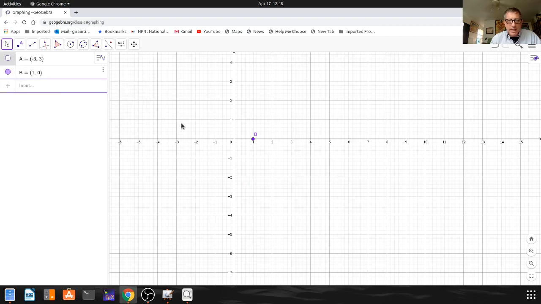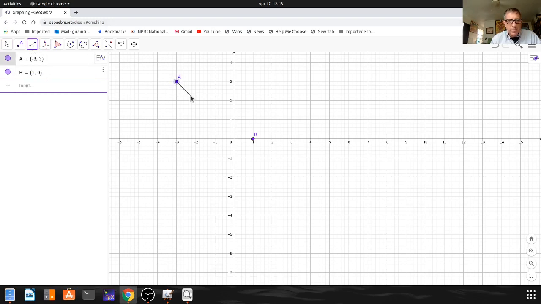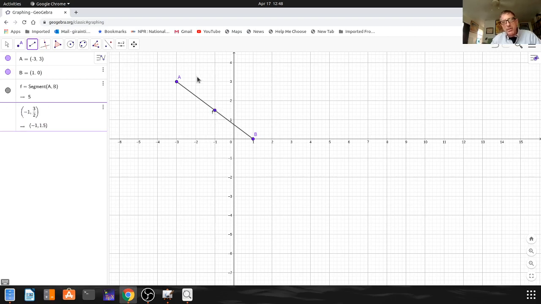And turn on my A. So there are my two points. So I'm going to draw a line segment between them. Now I want to know the midpoint. We suspect it to be right around in here. So let's see. We computed it to be minus 1, 3/2. And right there it is, pretty much where we thought it was going to be.